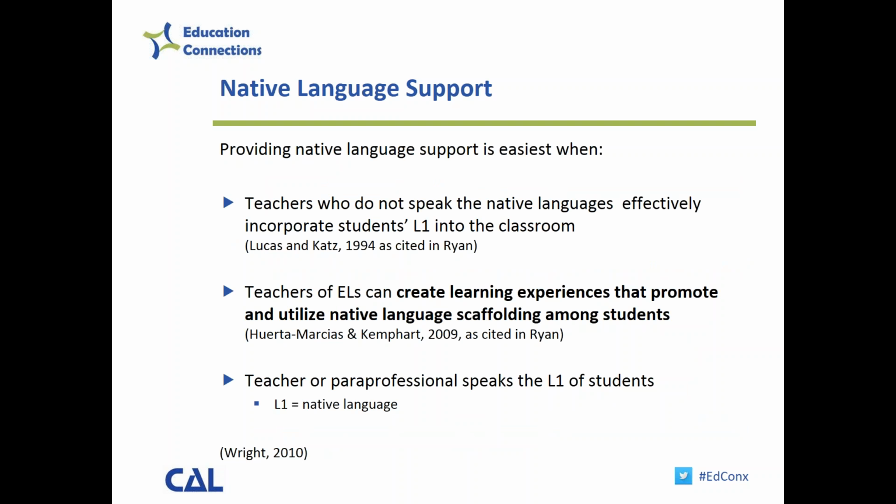Native language support is easiest to provide when teachers who do not speak the native languages effectively incorporate the student's L1 into the classroom. And this research is cited in Ryan. Teachers of English learners can create learning experiences that promote and utilize native language scaffolding among students. This research is also cited in Ryan. And finally, a teacher or paraprofessional speaks the L1, in other words, the native language of the students, also from Ryan.